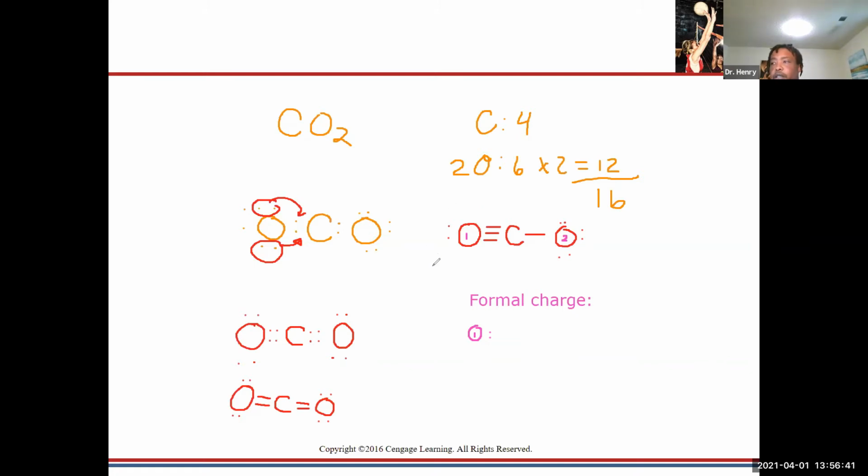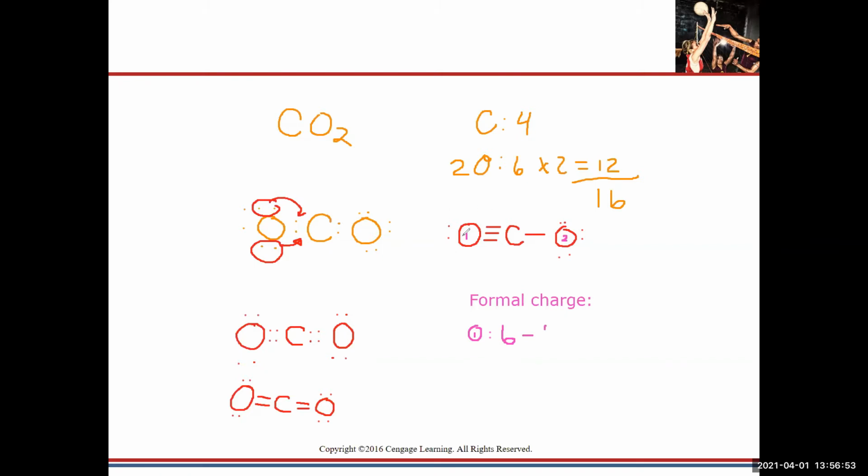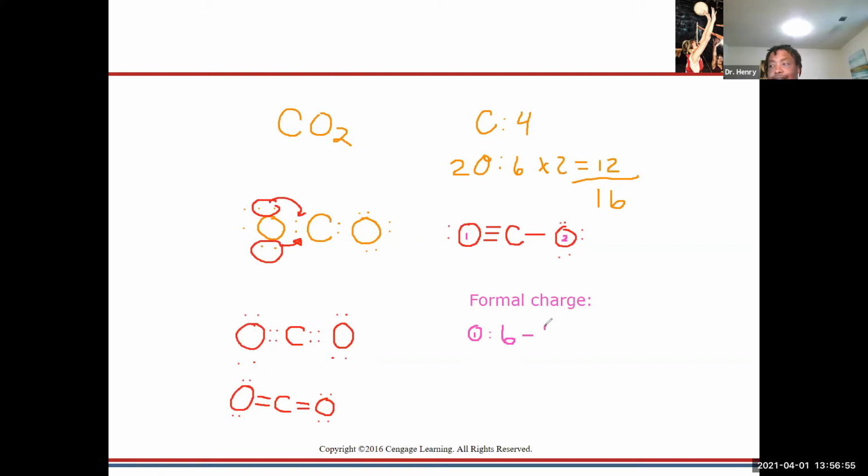So how many valence electrons does oxygen have? 6. How many lone pair electrons? 2. Right here. Lone pair electrons, 2. And how many bonds? 3. Okay. So we do the math. 6 minus 2 minus 3. 1. So that equals a positive 1, right?